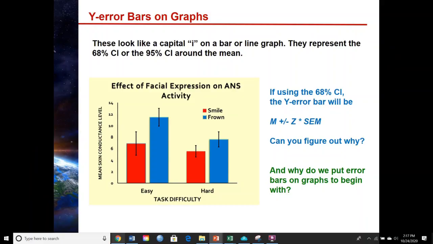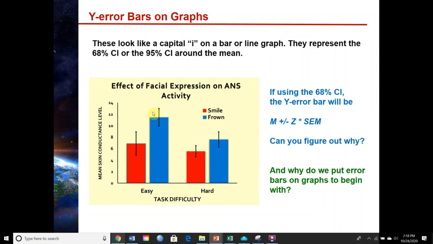All right, last part of chapter 7 has to do with those Y error bars on graphs. Now, you've learned in the lab and by doing class assignment number 3 that these Y error bars look like capital I's on a bar graph or a line graph. Here I have a bar graph, but if this was a polygon and we had lines, then you would just see these as well.